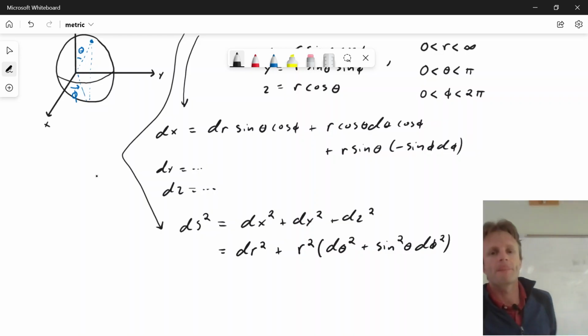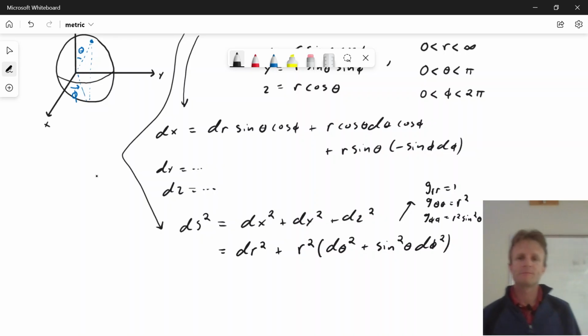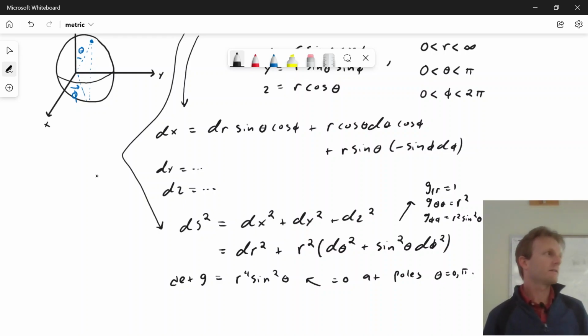Okay, so you'll find that, and you can then read off the metric components. So g_rr equals 1, g theta theta equals r squared, and g phi phi equals r squared sine squared theta. And so one way you can see that we don't cover the poles is you could take the determinant of this metric. The determinant is just the product, so that's going to be r to the 4th sine squared theta. And you see that this equals 0 at the poles, so theta equals 0 or pi. And that's a problem because if a matrix has 0 determinant, you can't invert it. So no inverse.